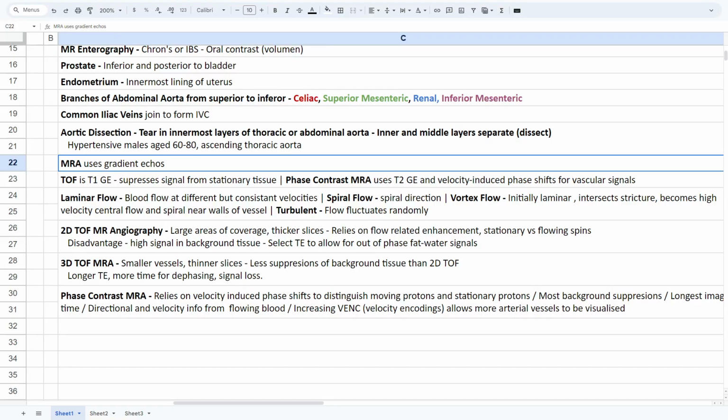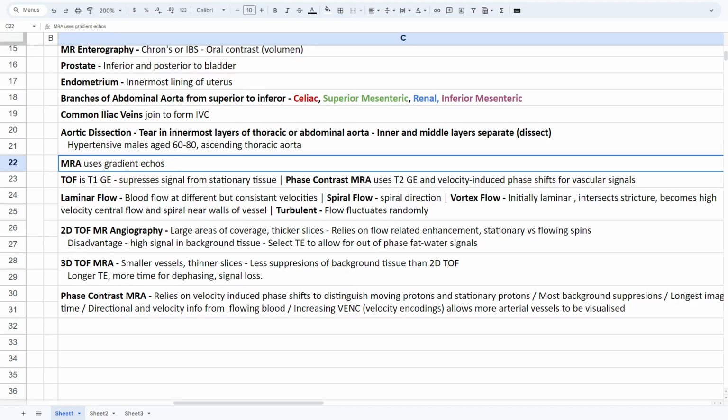Whereas 3D time of flight MRA is for smaller vessels with thinner slices. There's less suppression of background tissue than 2D time of flight. You need a longer TE, giving more time for dephasing with signal loss.